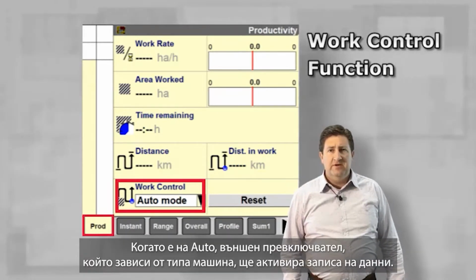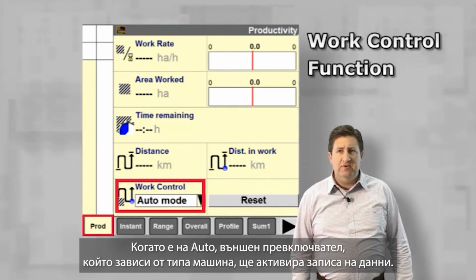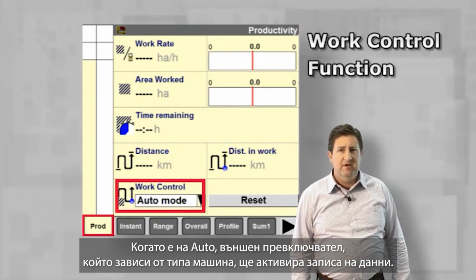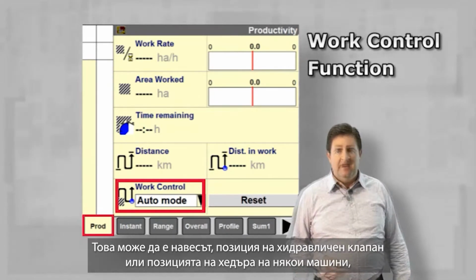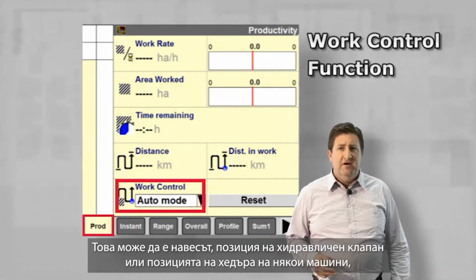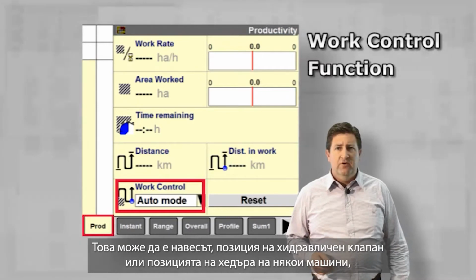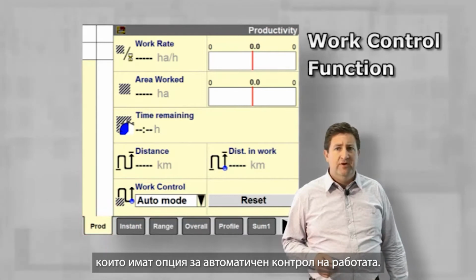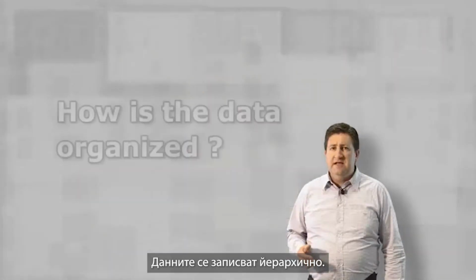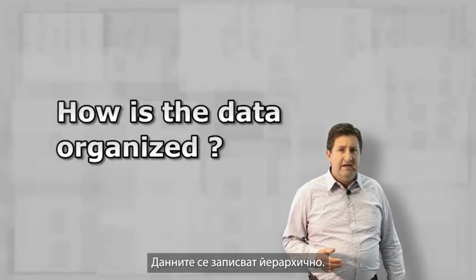When in Auto, an external input, which is dependent on the machine type, will trigger the activation of the data recording. This could be the hitch, hydraulic spool position, or the header height on some machines where Auto Work Control mode is an option.